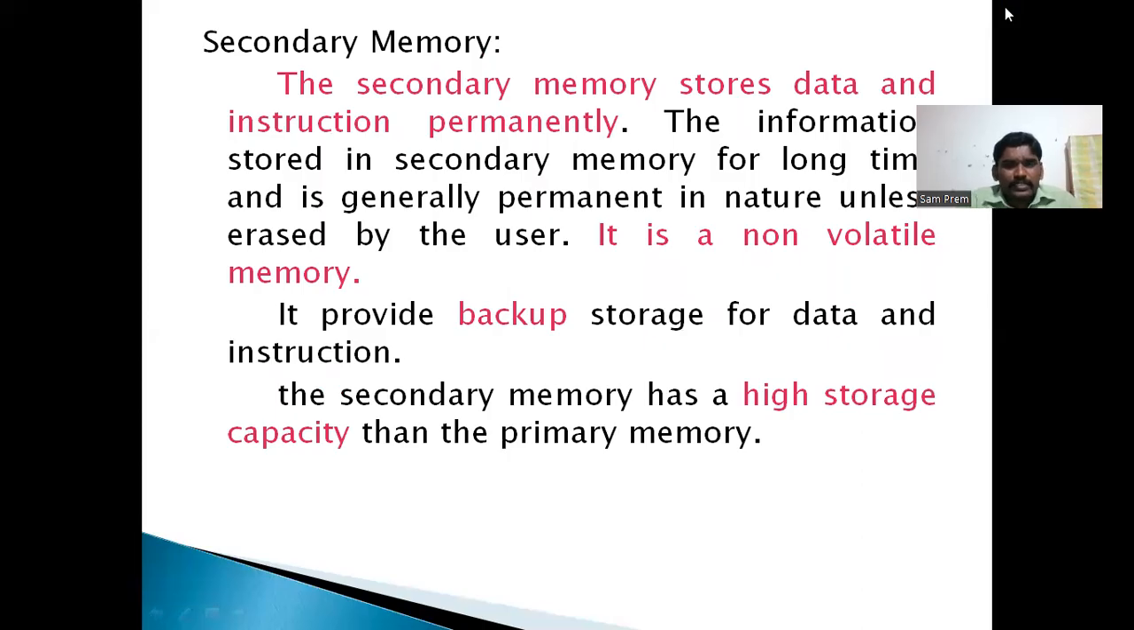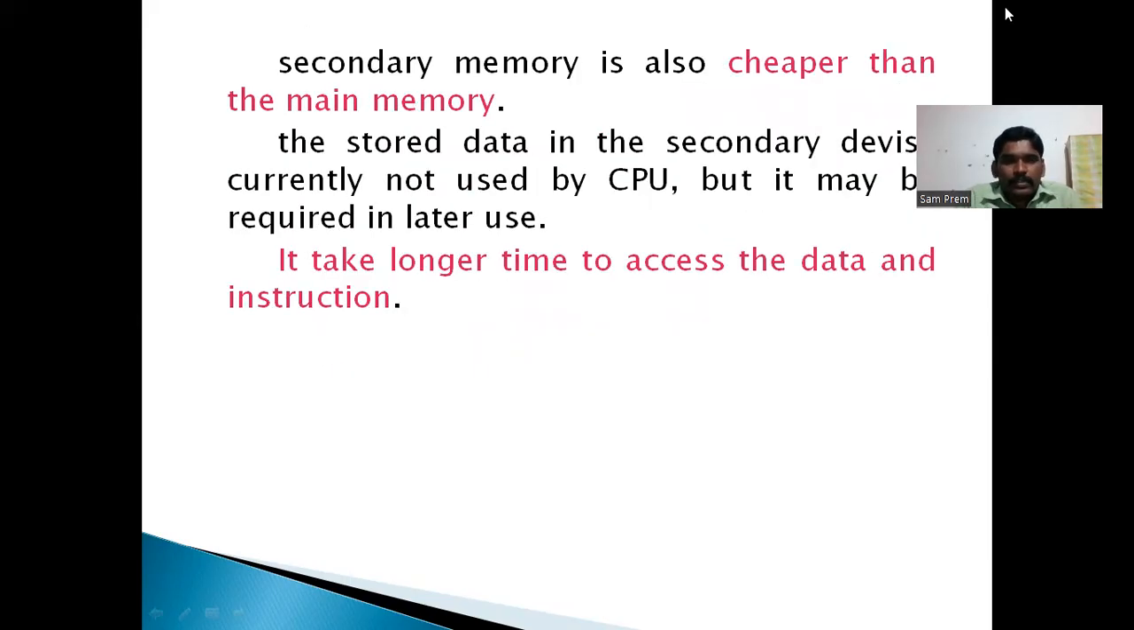And secondary memory. Secondary memory stores data and instructions permanently, like the data will always be stored in the secondary memory. The information stored in the secondary memory is kept for a long time and is generally permanent in nature unless erased by the users. It is a non-volatile memory, so it stores the data permanently, and it also provides a backup for storing the data. The secondary memory has higher storage capacity than the primary memory. Secondary memory is also cheaper than the main memory.